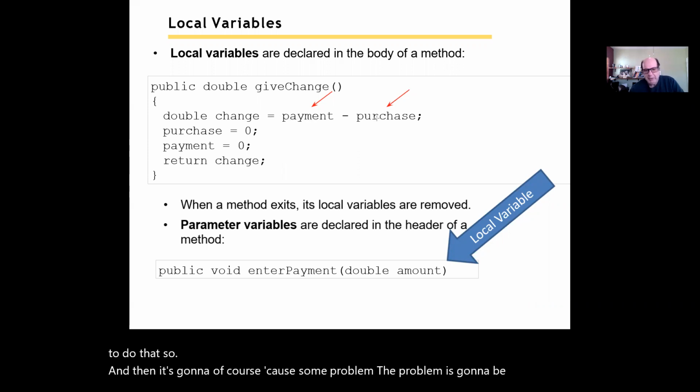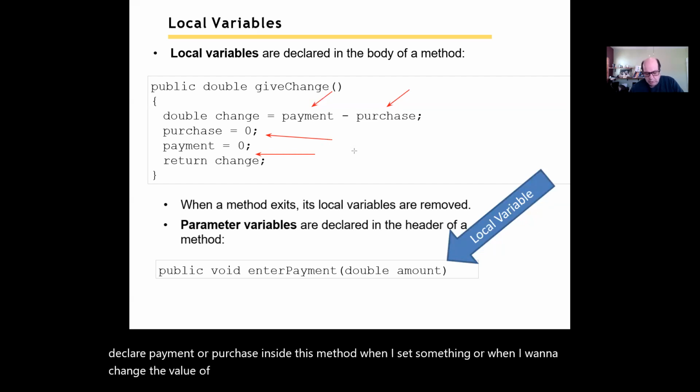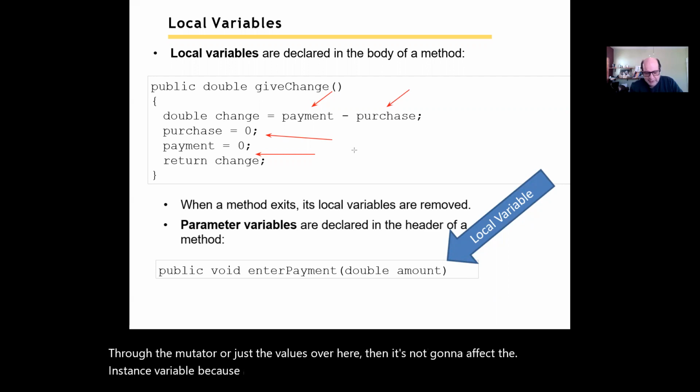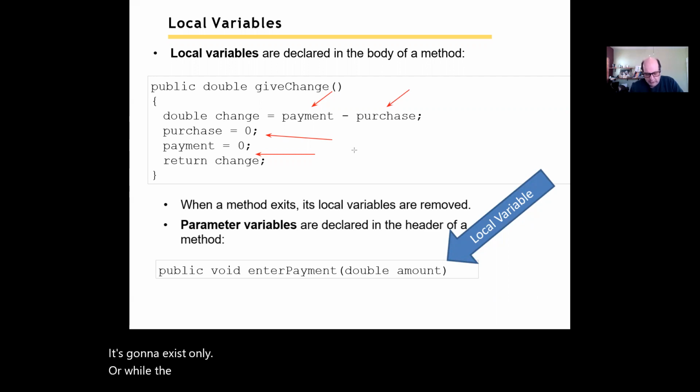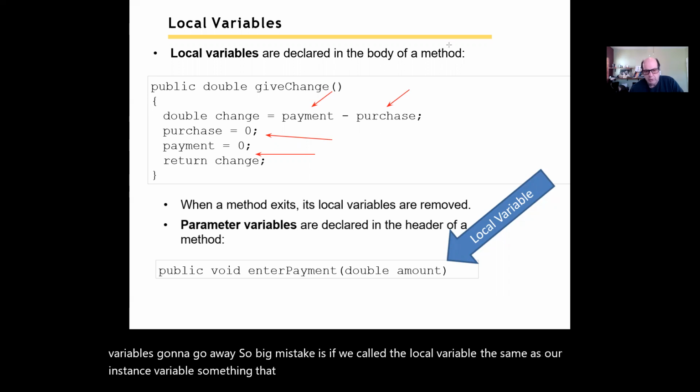If I declare payment or purchase inside this method, when I want to change their values through the mutator, it's not going to affect the instance variable because it's going to be local. Whatever I declare in my method exists only while the method is running. When the method goes out of scope, all those local variables are going to go away. So the big mistake is calling the local variable the same as our instance variable, something we've got to watch out for.